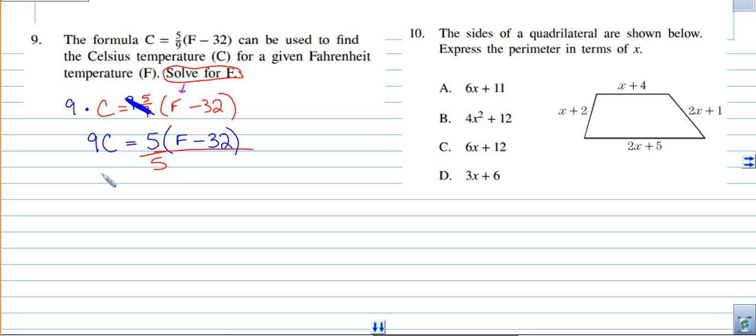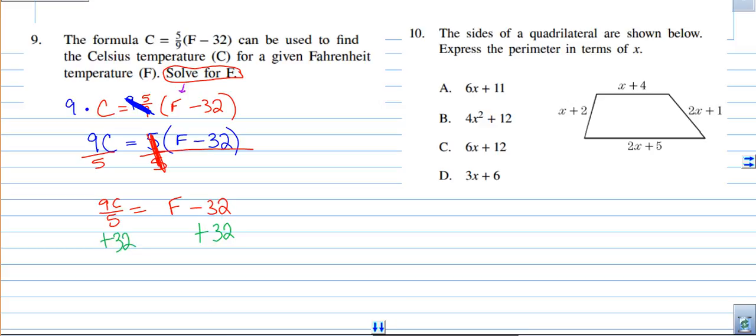Technically, you divide the whole thing, okay? Divide by 5 here. And so you end up with 9c over 5 equals, and then 5 divided by 5 is 1, and then you're left with just f minus 32. Okay? Now, what's happening to f? It's being subtracted by 32. How do you get rid of that? You add 32 to both sides.